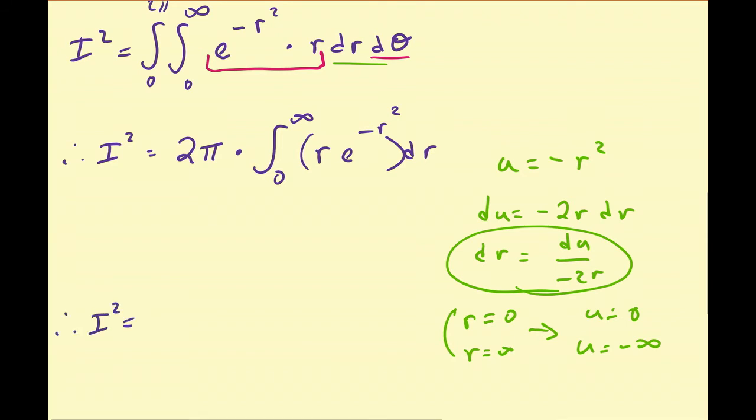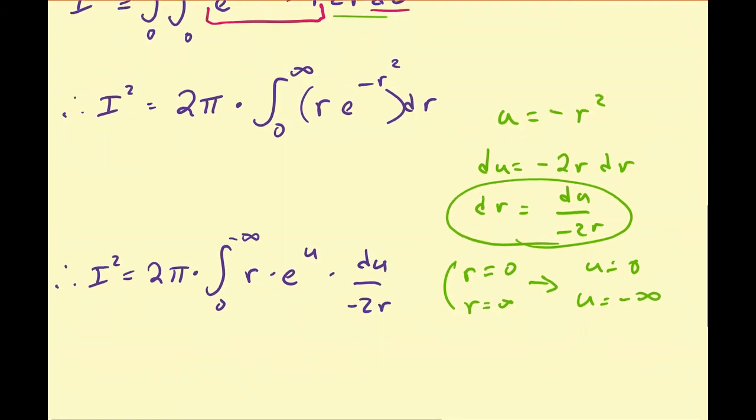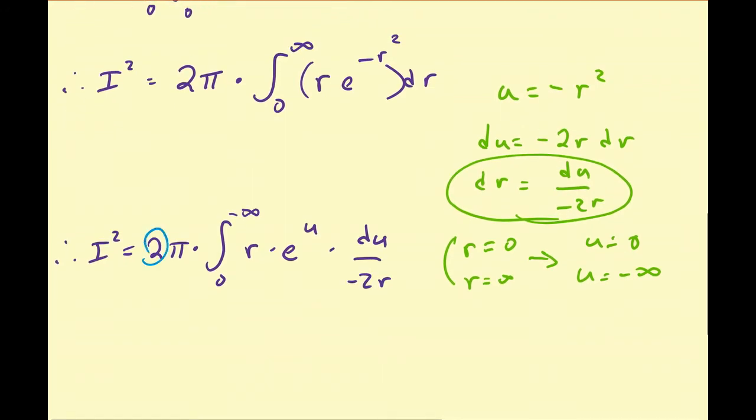Alright, so that means I squared is going to be equal to 2 pi times the integral from 0 to minus infinity of what? So we have r times e to the u times du divided by minus 2r. Alright, so what do we have here? We have a 2 and a 2 in the denominator, so they're going to eliminate. And we also have this negative sign that we can factor out. And also we have an r and an r that will cancel as well, which is why we use substitution.